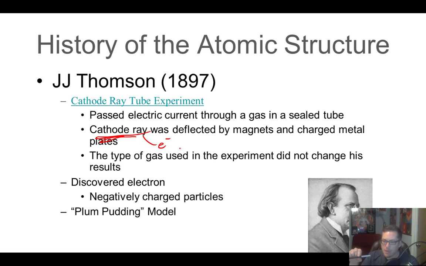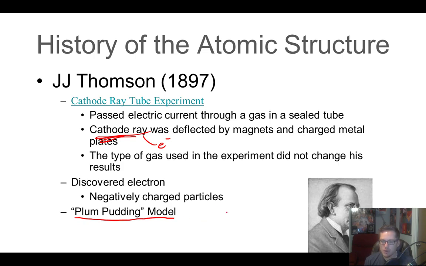He was able to show that when you shot these cathode rays through the tube and introduced a magnet or an electric current, the electrons would bend one way or the other. He noticed that no matter what gas he used, they'd always bend in the same direction. If he put the positive side on one side, the electrons would always be attracted towards the positive and repelled by the negative.